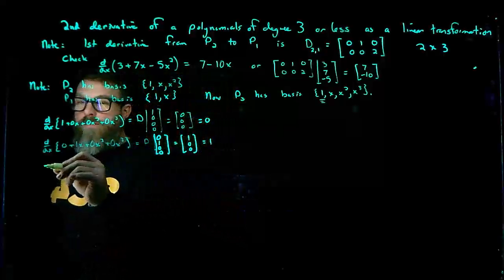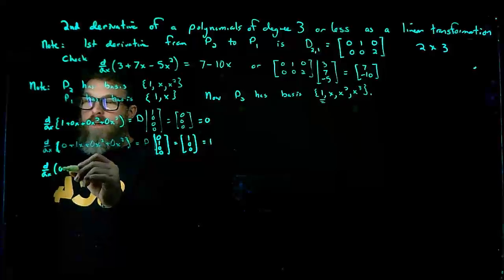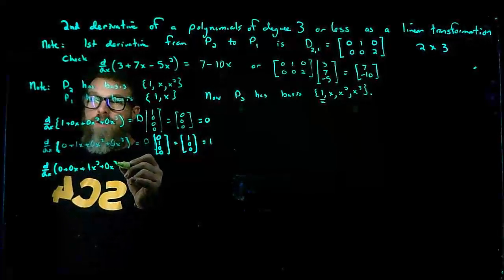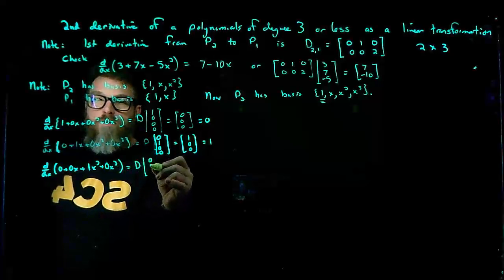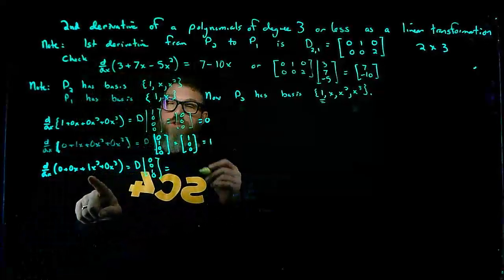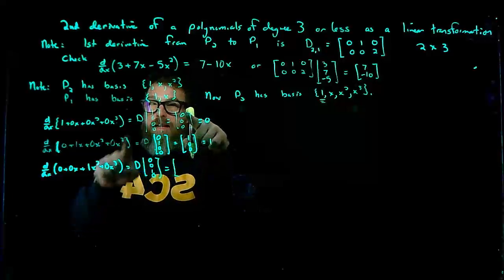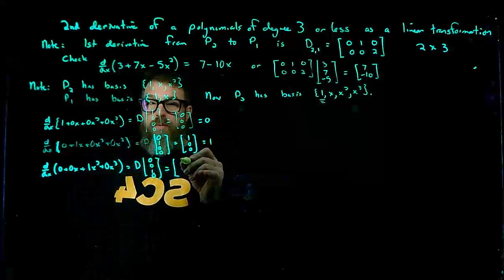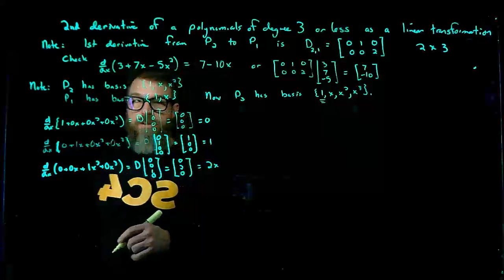Now, the derivative with respect to x of 0 plus 0x plus 1x squared plus 0x cubed is going to be equal to the derivative of 0, 0, 1, 0. And what we know is that the derivative of this thing is going to be a 2x. And remember that this first is going to be your constant here. This is going to be your x, and this is going to be your x squared. So we know we're going to get 2x back, so it should look like this. This is, again, equal to 2x.